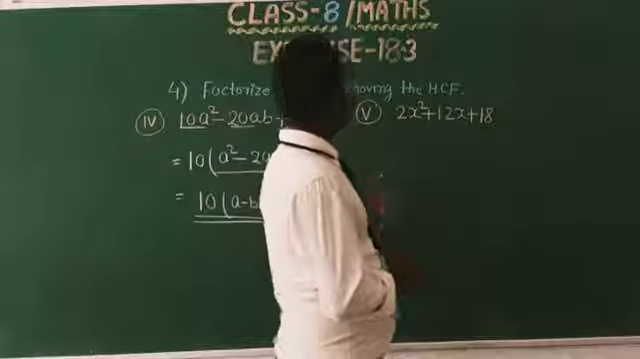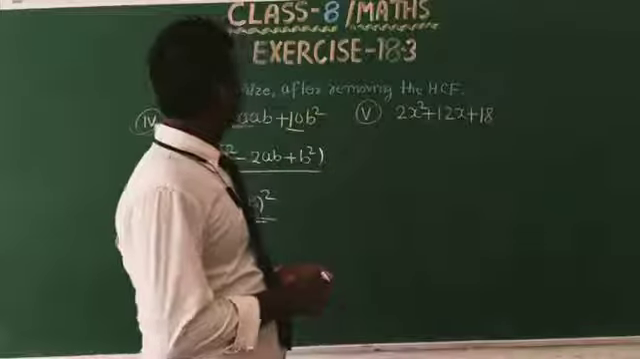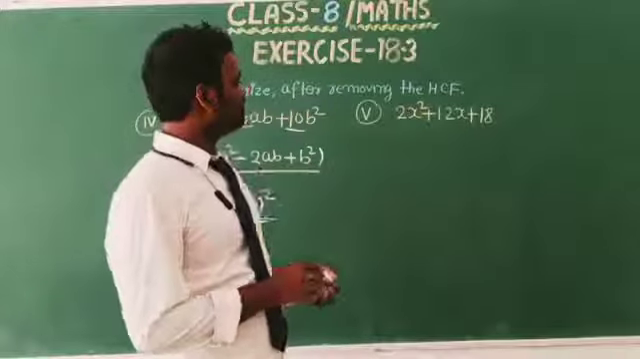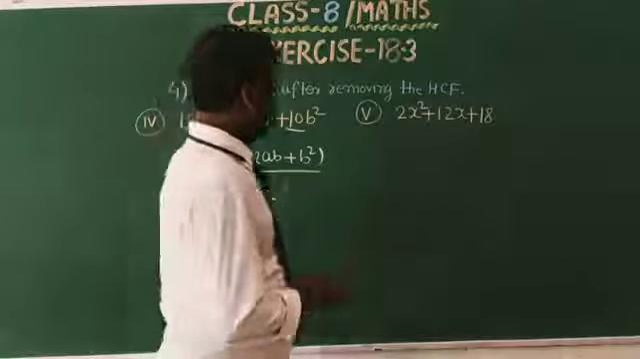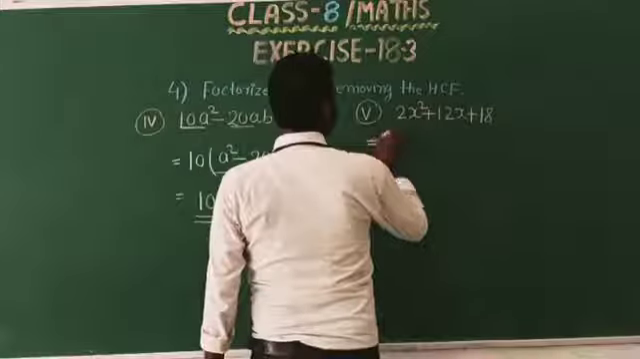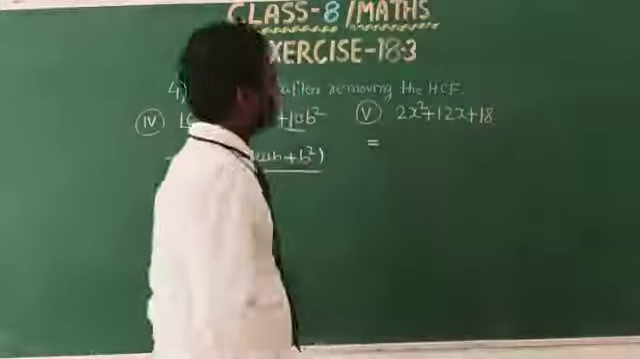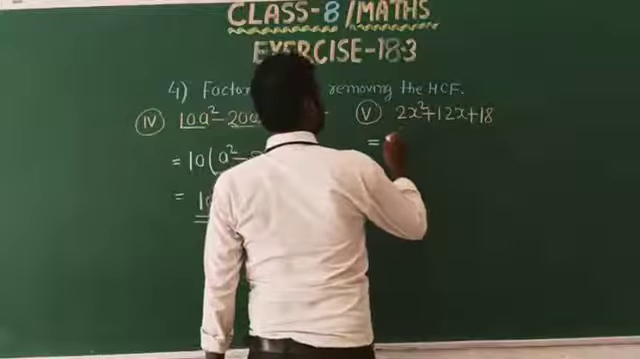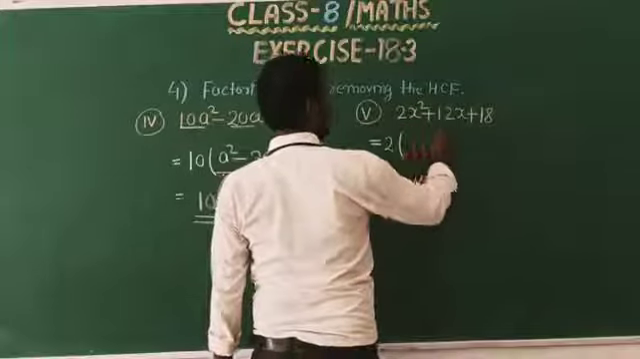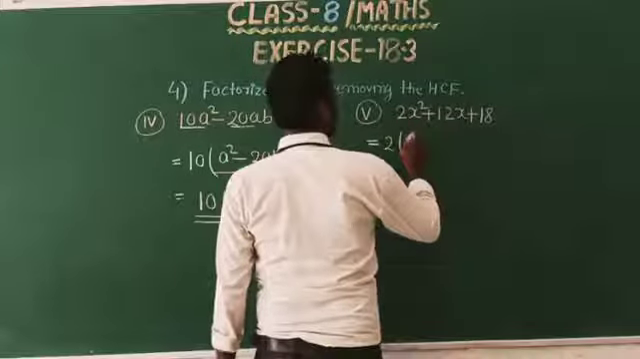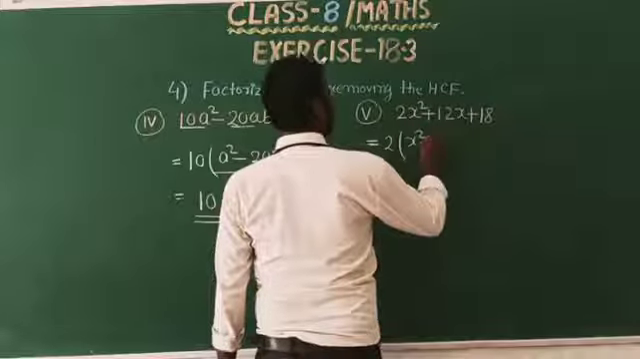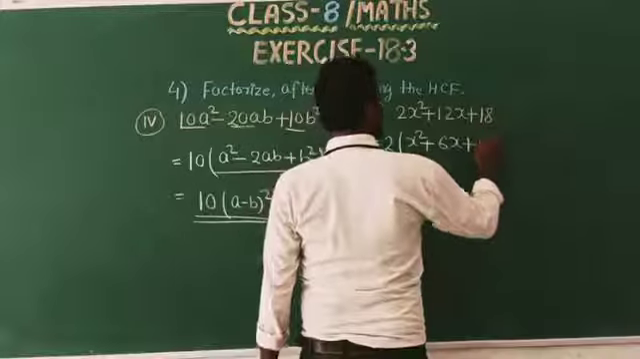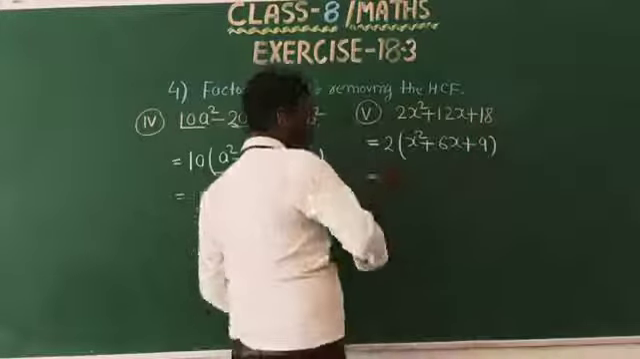Further, move to the fifth part of question number 4. This is 2x square plus 12x plus 18. Looking at all three terms, 2 is common, so taking out 2 as common, the above expression becomes 2 into x square plus 6x plus 9.